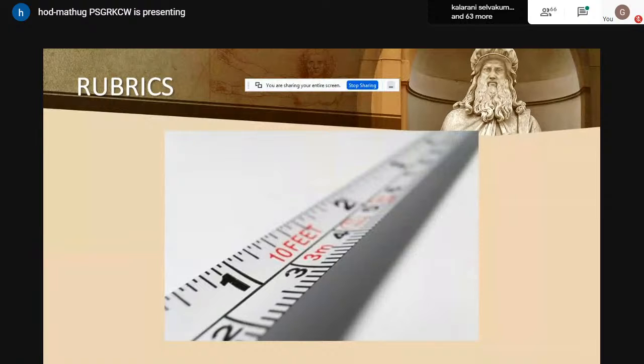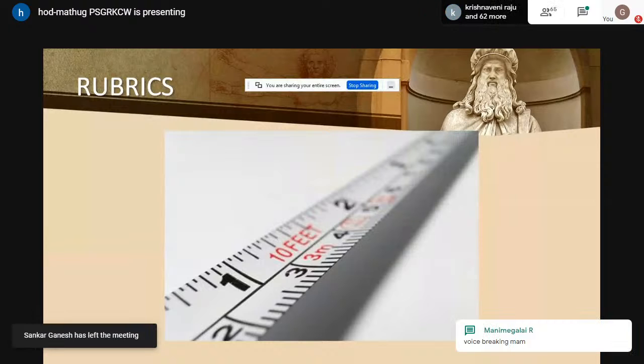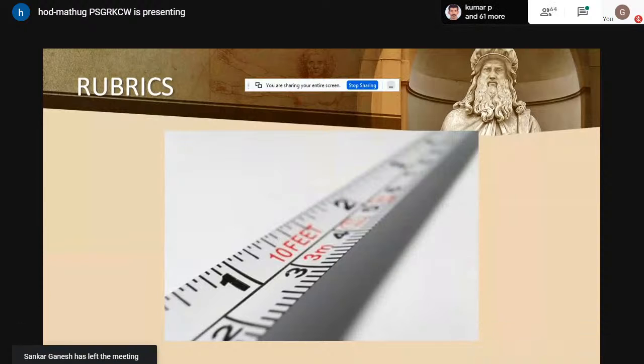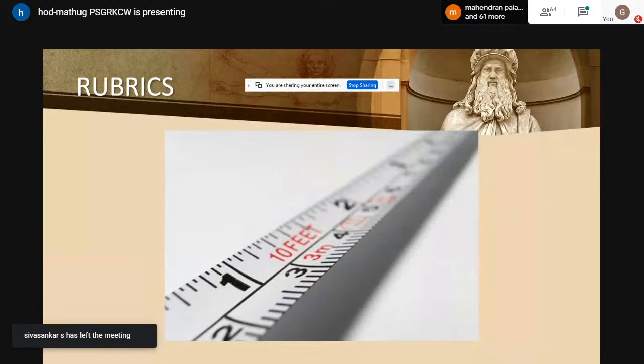Here your faculty member can design the rubric to be adopted for any particular type of assessment. Faculty members can use rubrics in classes and they aggregate data across the sections.